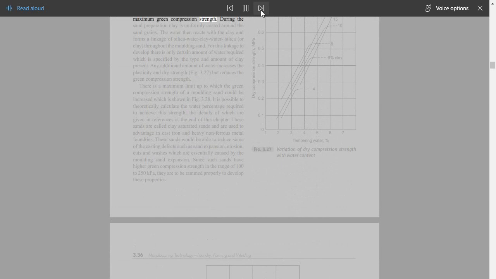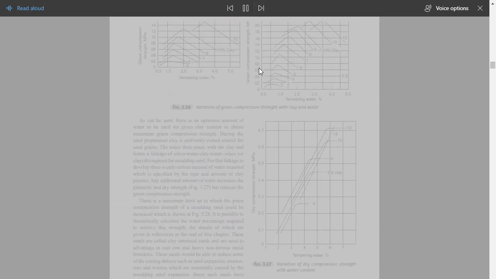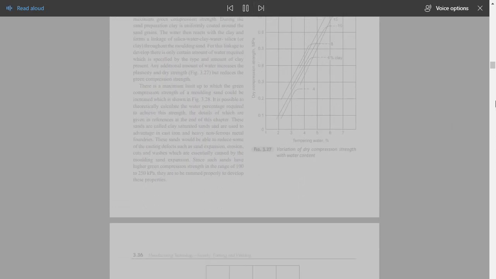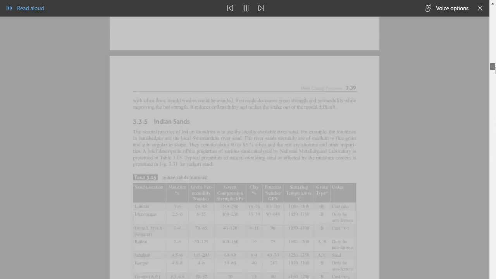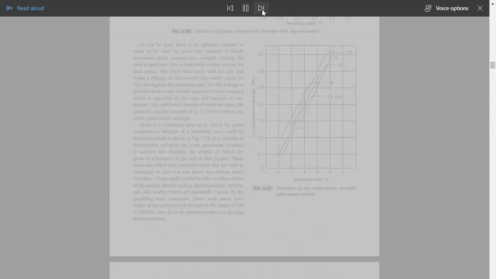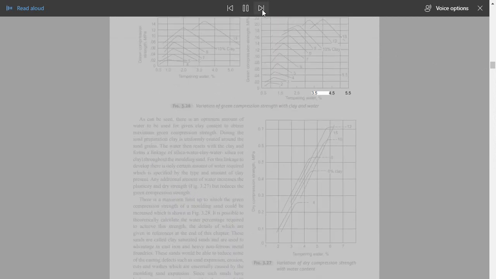Fig. 3.26 Variation of green compression strength with clay and water. As can be seen, there is an optimum amount of water to be used for a given clay content to obtain maximum green compression strength. During the sand preparation, clay is uniformly coated around the sand grains.